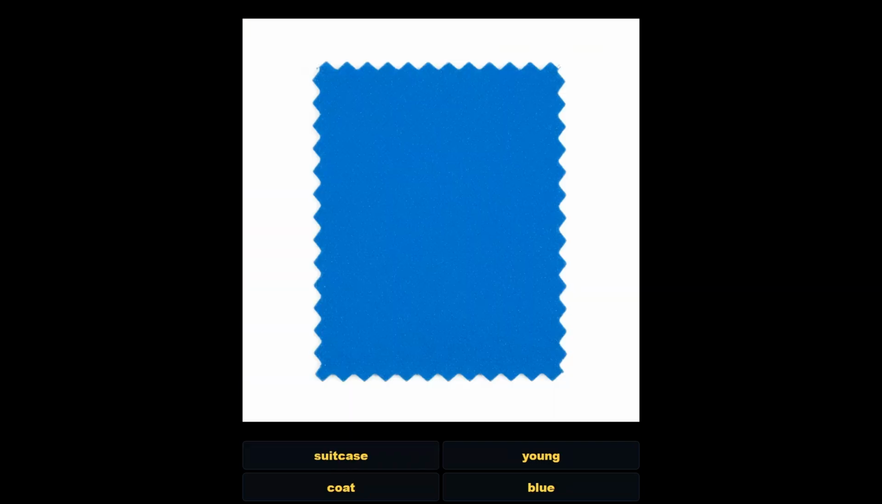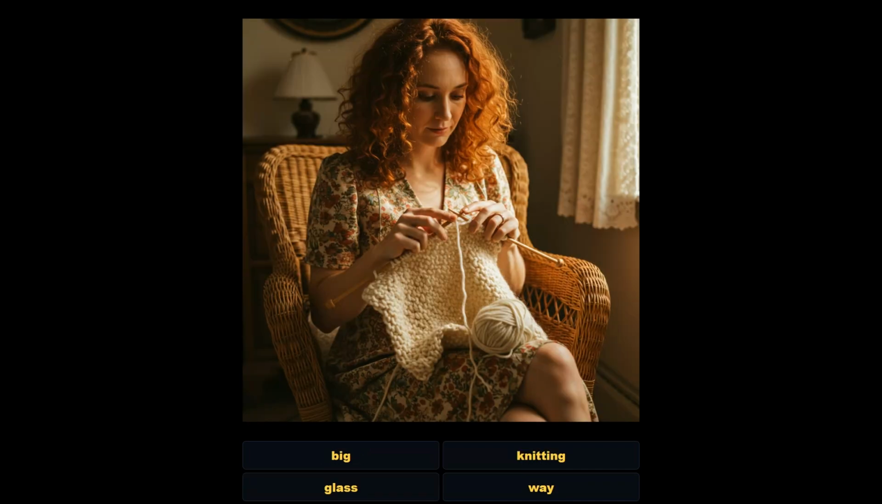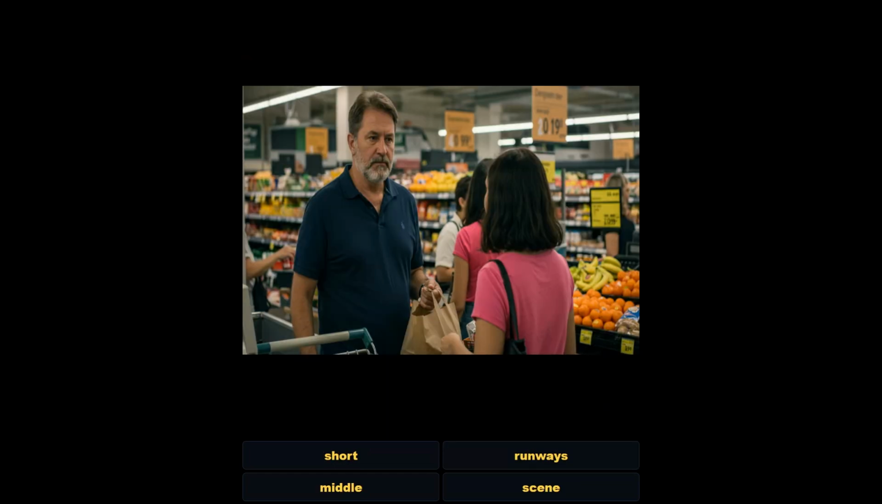What is that? That is the color blue. What is that? That is a man. What is that? The woman is knitting. What is that? That is a scene. A scene at the grocery store. What is that? That is leather.